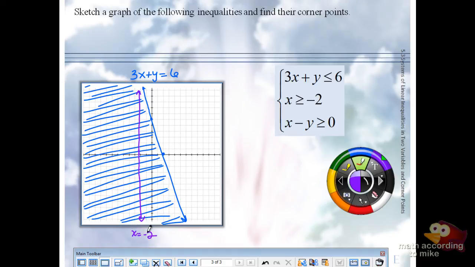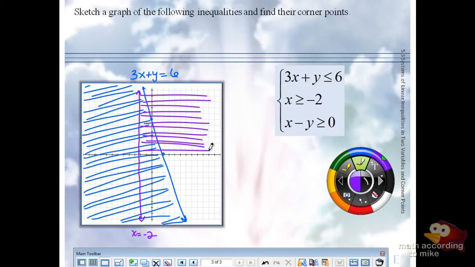Are we shading to the left or to the right of x equals -2? To the right. You could use 0, 0. Again, there's no y value in the inequality, so just ignore the y coordinate. 0, 0 is to the right. 0, 0 makes it true. Shade it to the right. So far we have this triangular region in the center here.